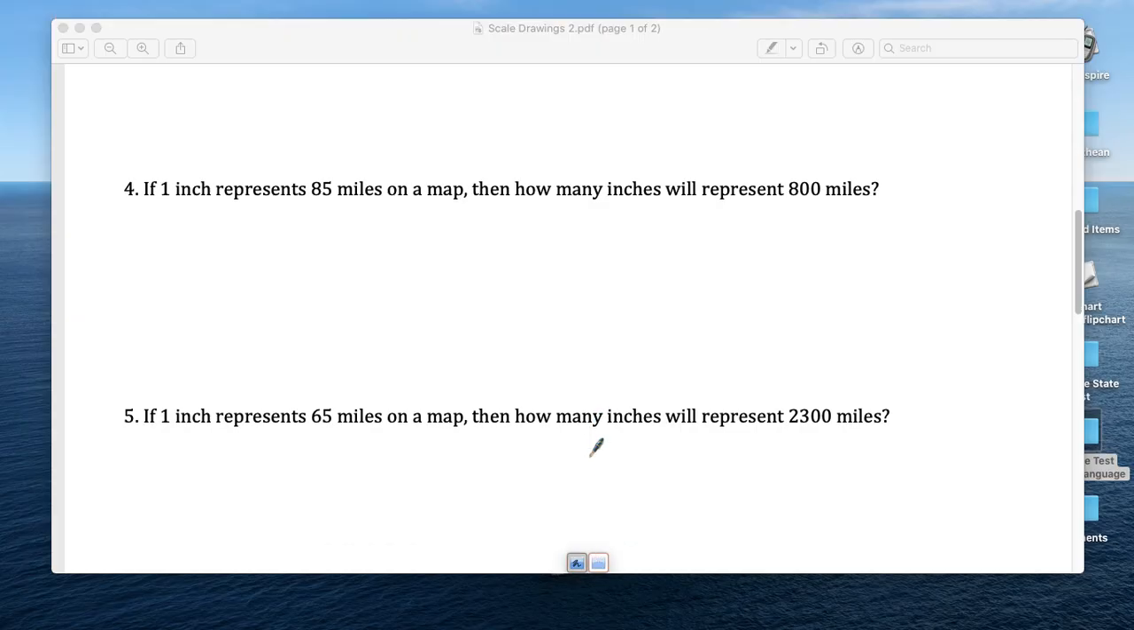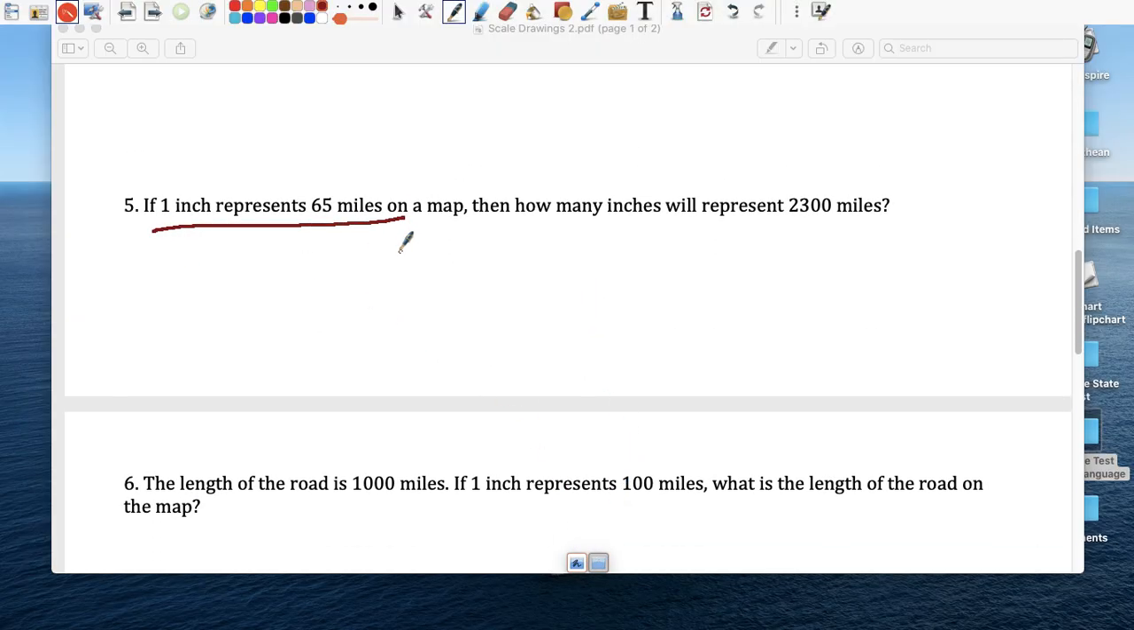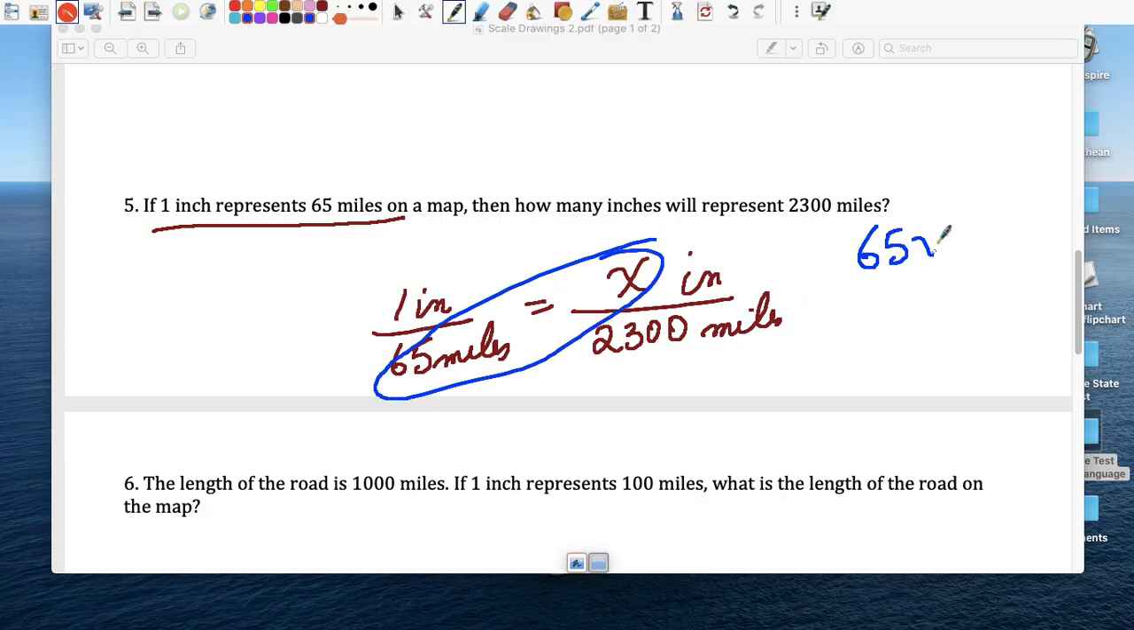Okay, number 5. There's our scale: 1 inch represents 65 miles. So 1 inch is 65 miles in real life. And over here, they're asking, what if you had 2,300 miles? How many inches would that be on the map? That's what we're looking for. Instead of a question mark, pick a variable letter, and we're going to cross multiply. 65 times x is 65x. 2,300 times 1 is 2,300.